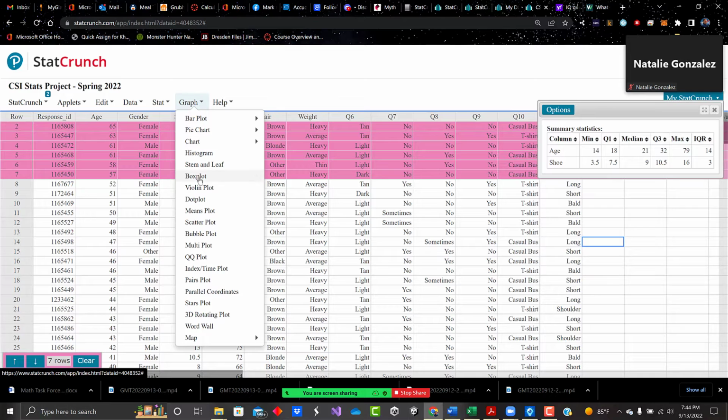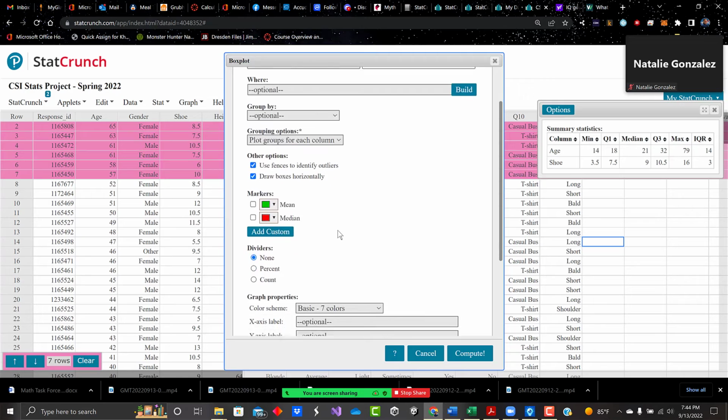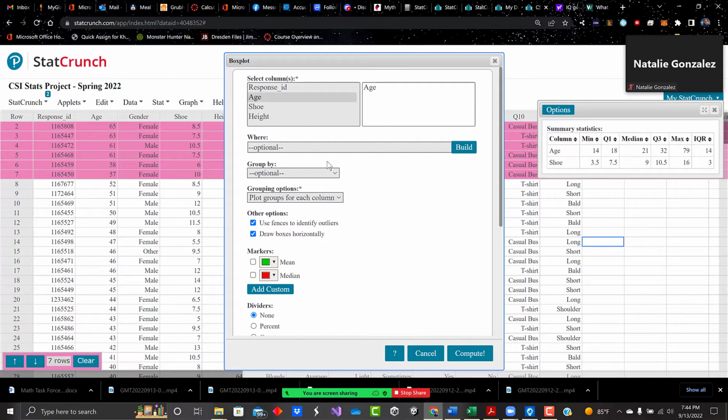We're going to go graph, box plot. I'm going to tell it age. And you definitely want to use fences to identify outliers. And you want to say draw boxes horizontally, because this is how you're going to see it in most things. Most reports you read, homework assignments, anything like that, they draw them horizontally because a vertical box plot just takes up too much page space. Oh, what are dividers? I'll have to play with that in a second. That's all you have to do, click these 2 boxes. I'll write it on the list in a second.